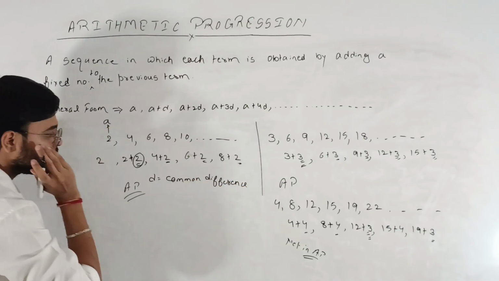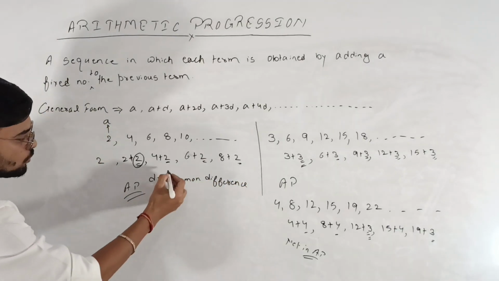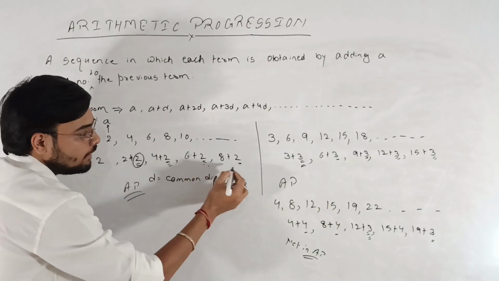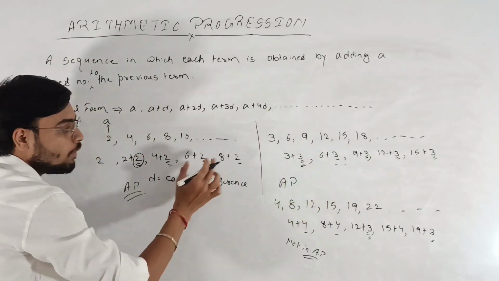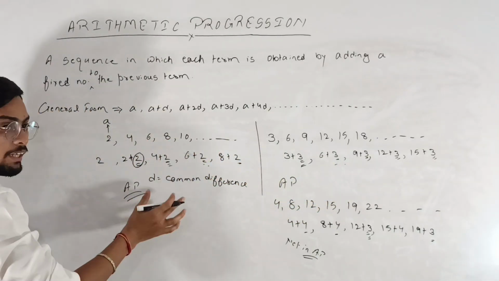Okay, D means common difference. Common difference is what? These two. The two which I add, the three which I add, this 2 and 3 are the common difference. So how do I get the common difference?